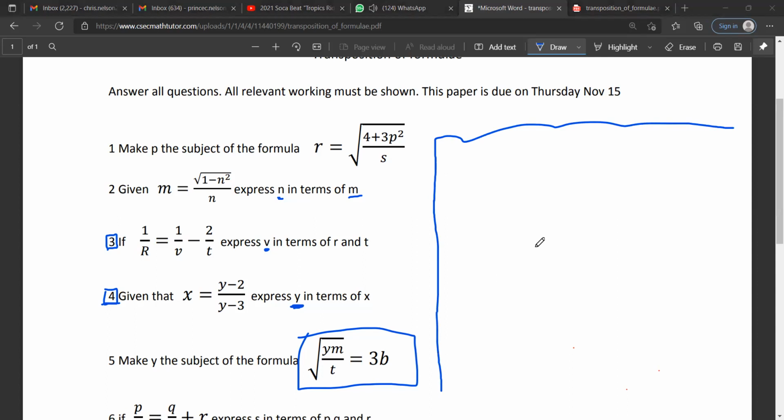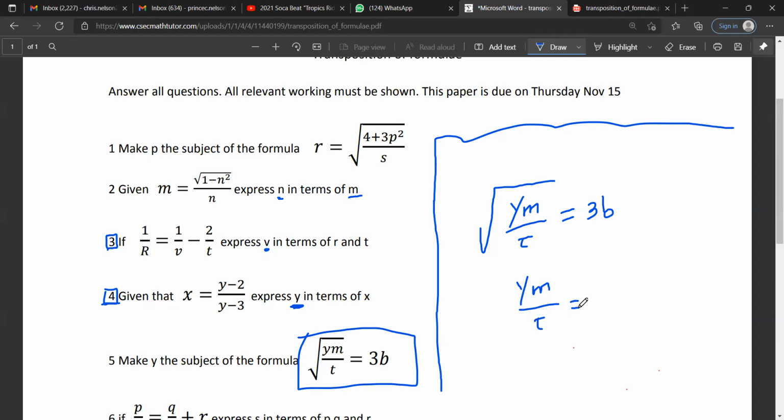All right, I can work this one right here. I think most of you guys should be able to get this one out. So the square root of y(n) all upon t equal 3b, right? Good. So we're making y the subject. Now what we got to do is take over the square root first. It'll be y(n) upon t. And the square root needs to go over and square everything on the other side.